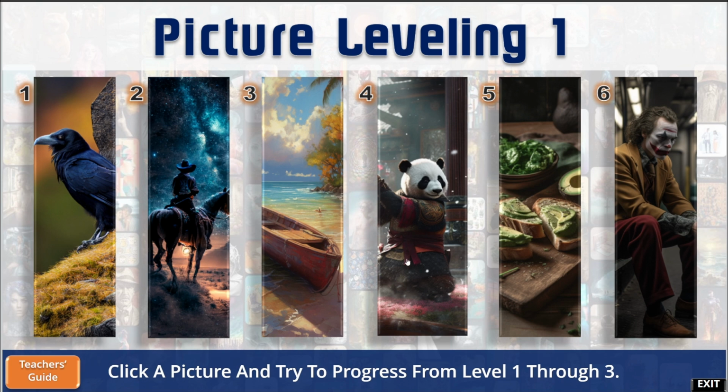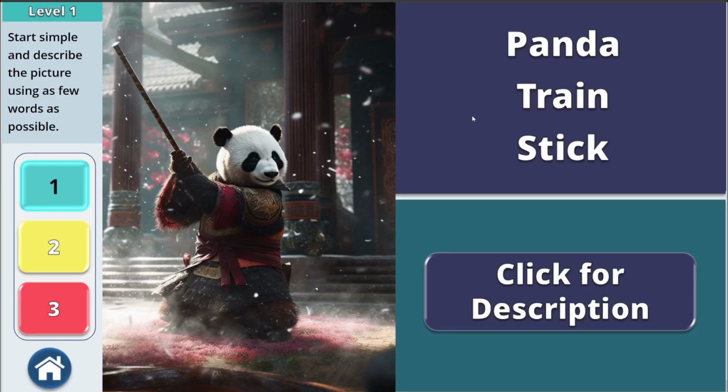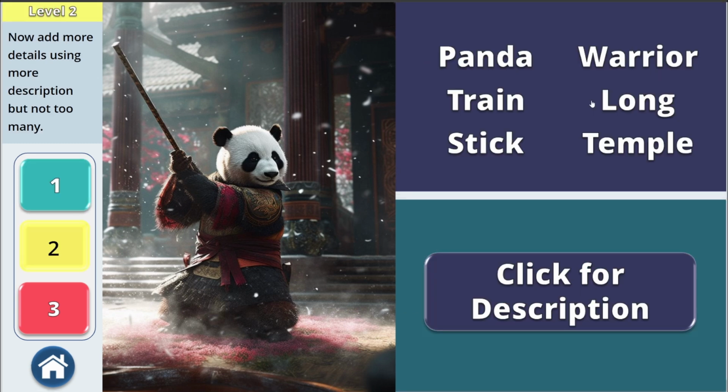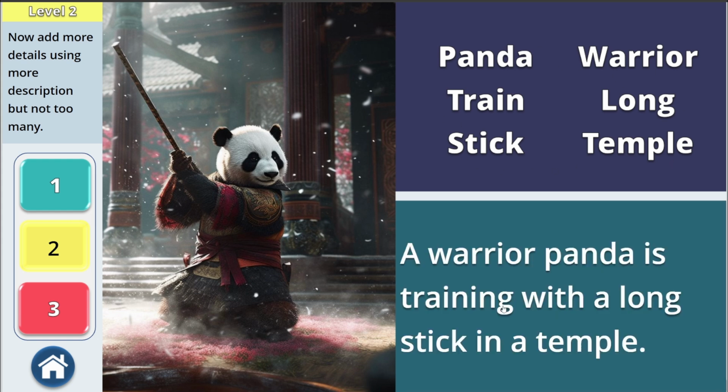Let's take a look at another one. So here we have the basic level. We say panda, train, and stick. And we would say a panda is training with a stick. At a higher level, we might say warrior, long, and temple added to those original 3 words. And say a warrior panda is training with a long stick in a temple.